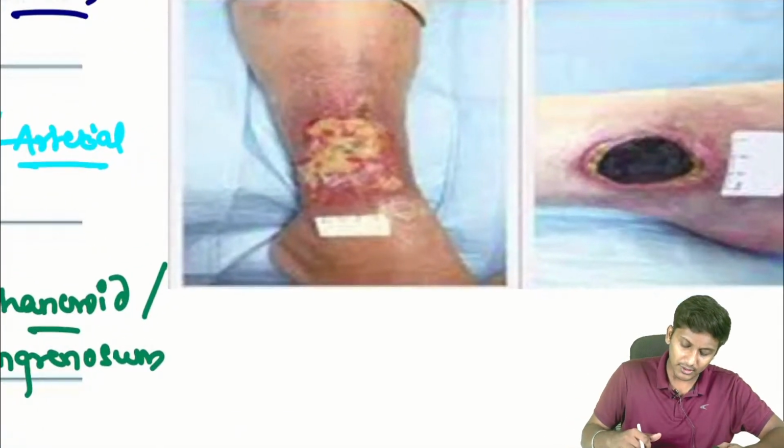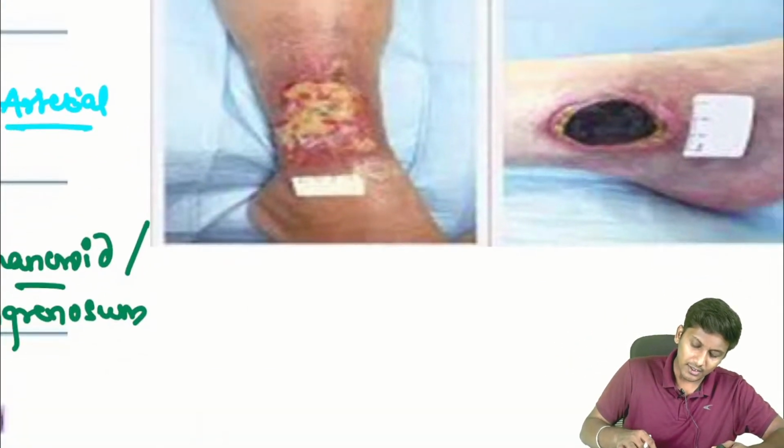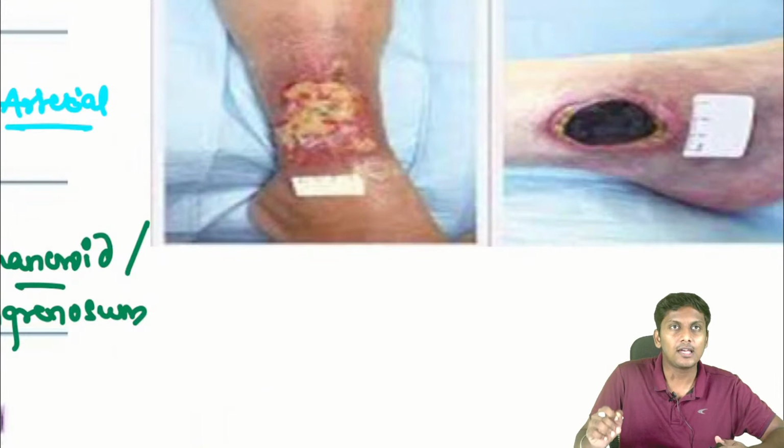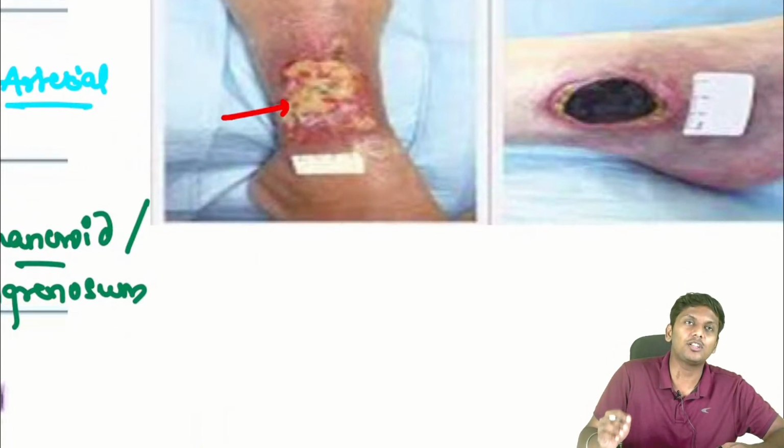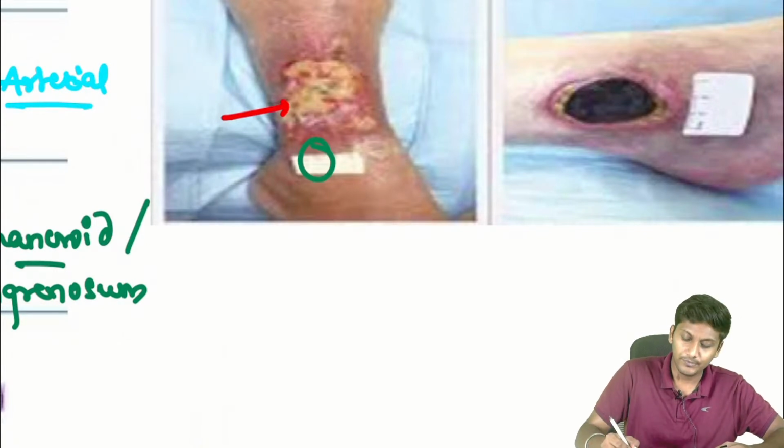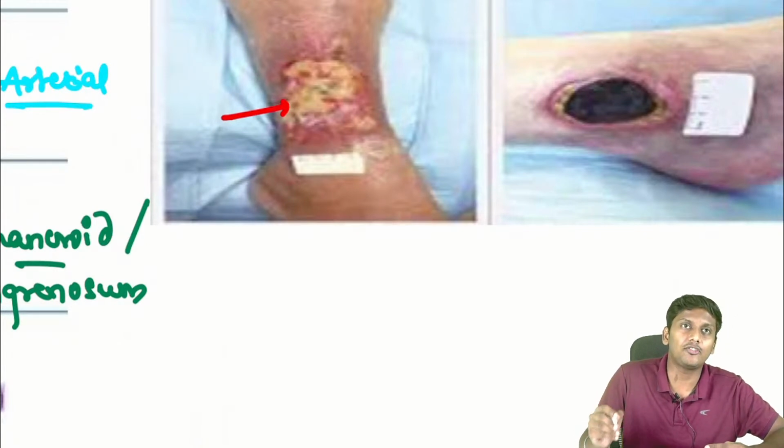Now if I talk about the first kind of ulcer, can you see there are multiple ulcers which are very, very superficial, and they have this white, dirty part that is known as the slough. Okay? This is usually seen on the medial aspect of the leg, above the medial malleolus. This is called the gaiter's area of the leg, and an ulcer at the gaiter's area is usually seen due to varicose veins.